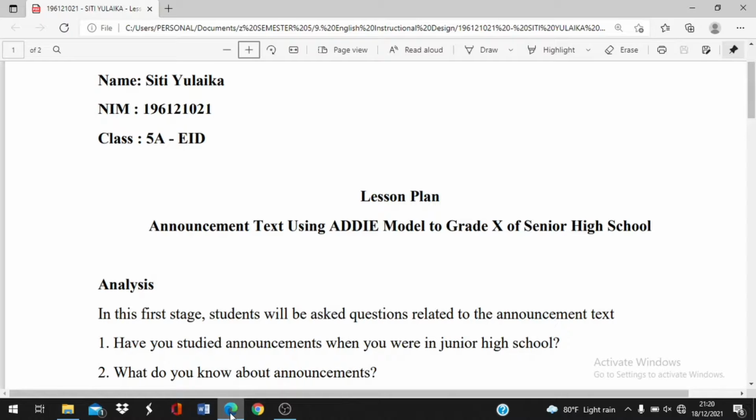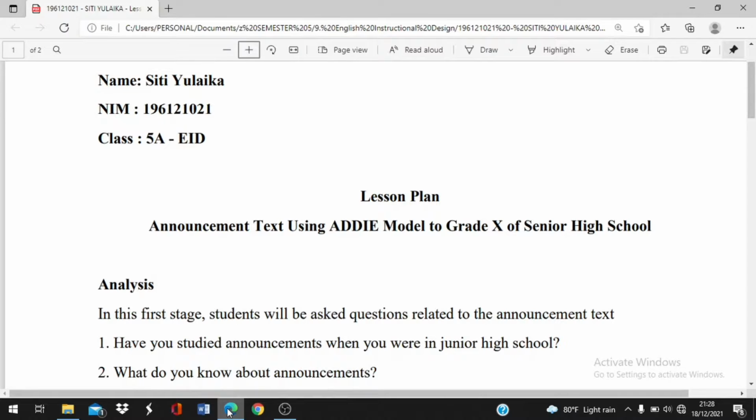My name is Siti Yulaika from 5A English Instructional Design. On this occasion, I will present the lesson plan that I have compiled: announcement text using the EID model for grade 10 of senior high school. Here, I use the EID method.